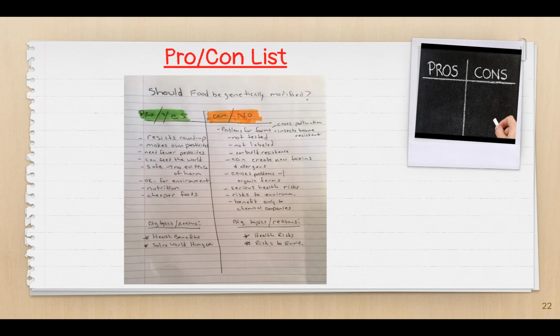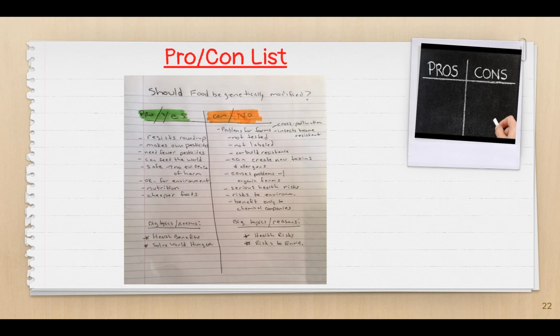Okay, I did a very quick pro-con list. You can look through to see some of the things I put on the pro side that I learned, some of the things I put on the con side that I learned. And if you just look at the bottom, this is actually really important. You're going to have to come up with 2 main reasons for those 2 body paragraphs on your side.